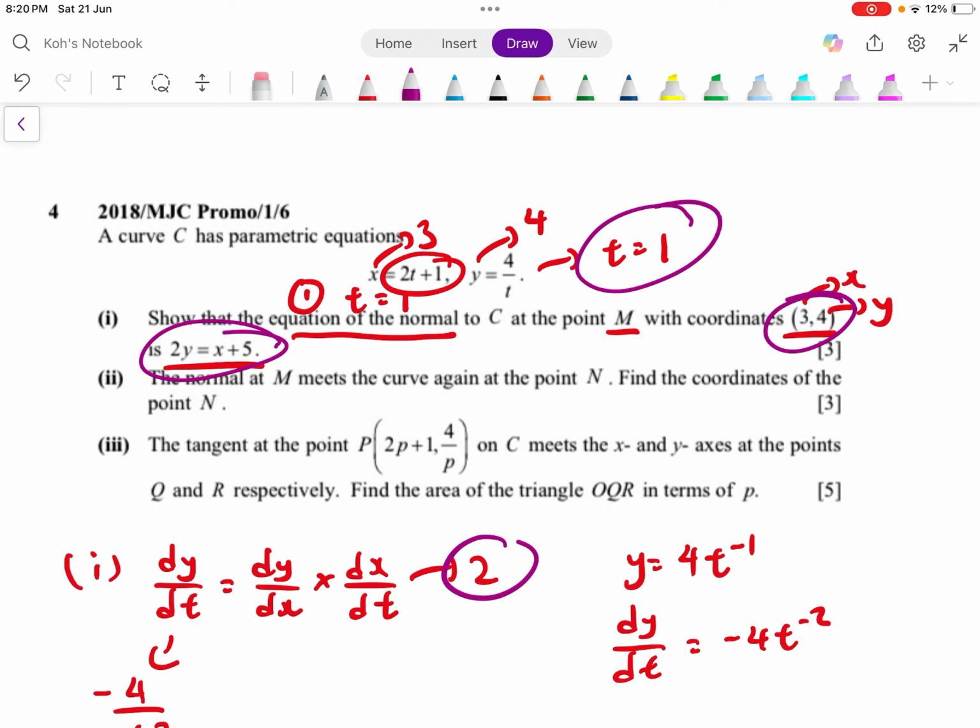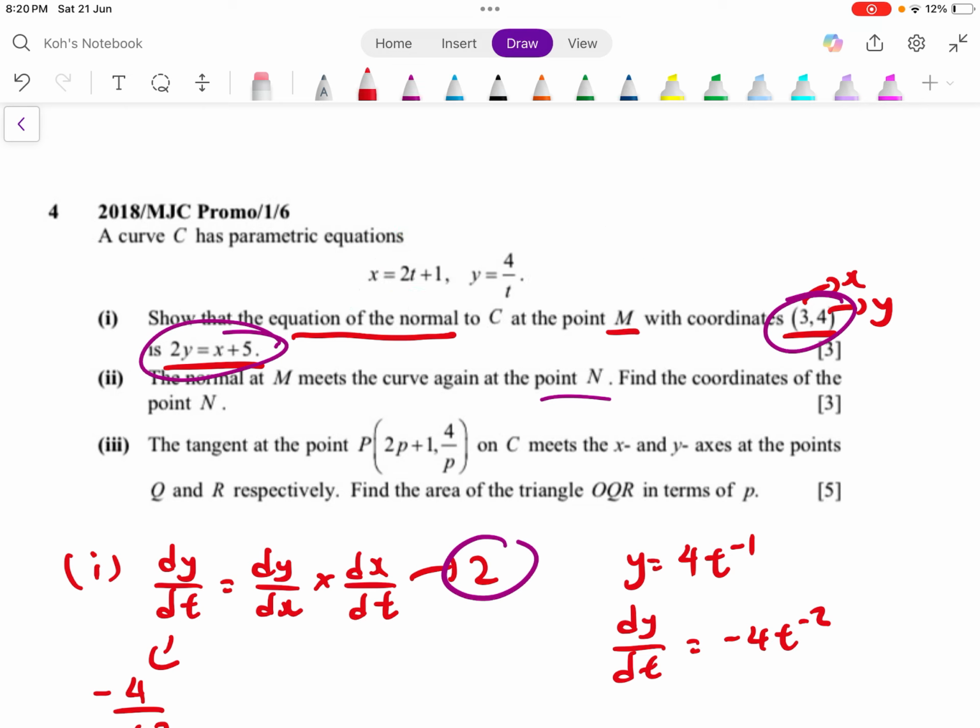Okay, so what I want to talk about is, for example in part 2, they say the normal meets the curve again at point N. Assuming there's no such question, we want to see whether the normal cuts the curve again. There are 2 methods of solving. For the first method, I don't convert into Cartesian first. I just do the normal trick. I can just sub x and y into the equation of the normal.